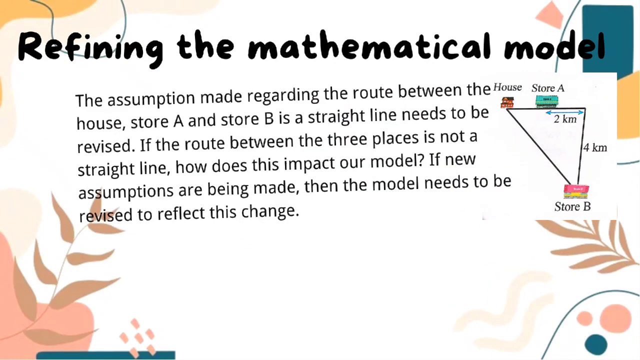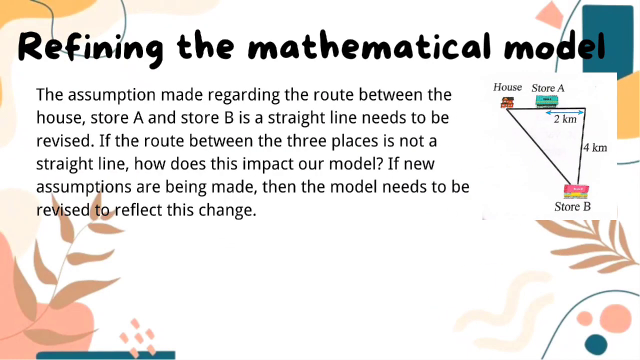Refining the mathematical model: the assumption made regarding the route between the house, store A and store B being a straight line needs to be revised. If the route between the three places is not a straight line, how does that impact our model? If new assumptions are being made, then the model needs to be revised to reflect the change.